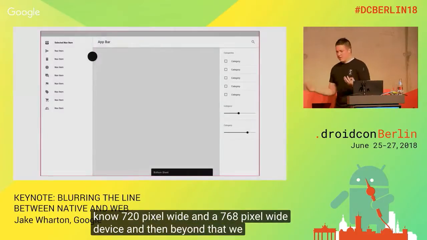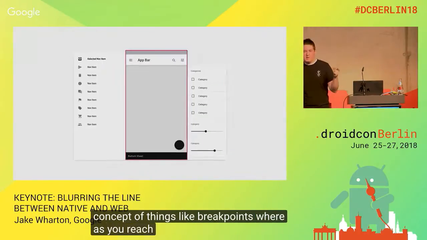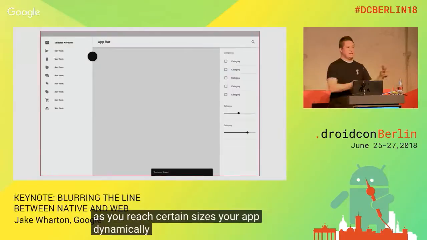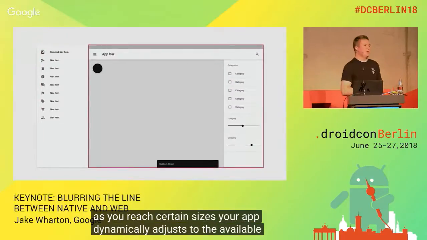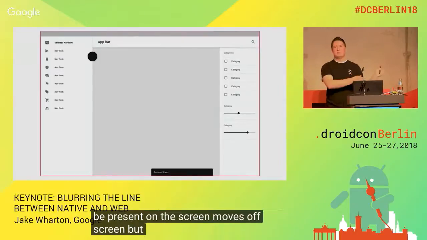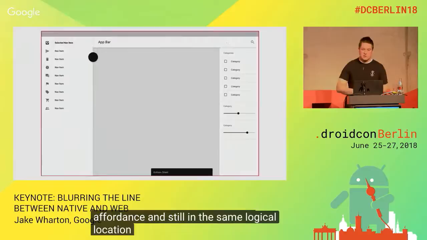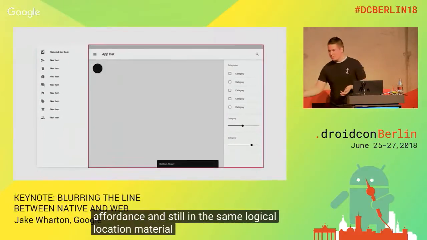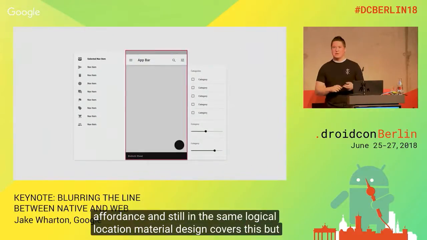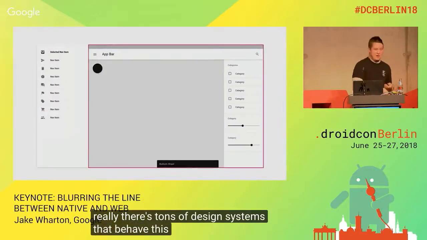And then beyond that, we have the concept of things like breakpoints, where as you reach certain sizes, your app dynamically adjusts to the available space. And content that would otherwise be present on the screen moves off screen, but is still available via an affordance and still in the same logical location. Material Design covers this, but really there's tons of design systems that behave this way.